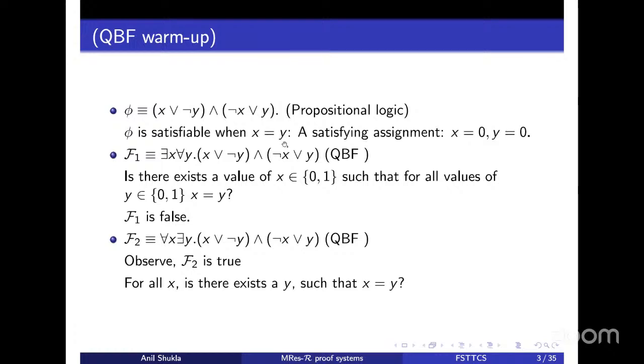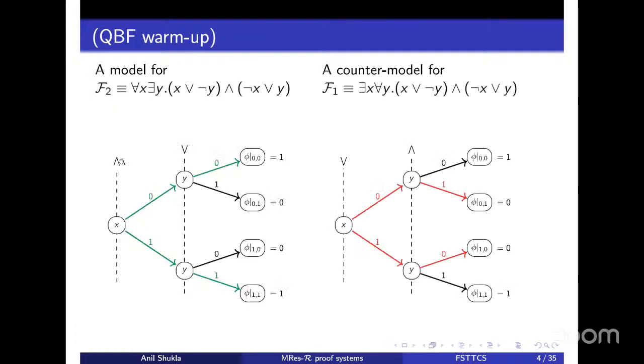Here is a QBF, where I have written exists, for all. The English meaning is: you are asking whether there exists a value of x such that for all values of y, x is equal to y. By intuition, this is false. And similarly here, for all x there exists y such that x is equal to y. By intuition, this is true, but in QBF we have to somehow prove it. This is just the semantic meaning I have written.